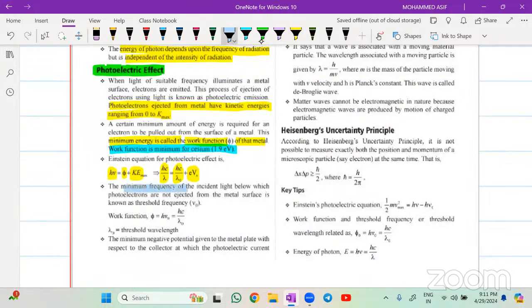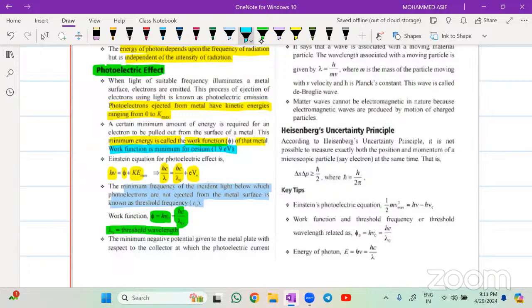The minimum frequency of incident light below which the photoelectrons are not ejected from the metal surface is known as threshold frequency. Now that threshold frequency is given by the formula: work function is equal to h into nu naught, and nu naught is c by lambda naught. This lambda naught is known as what? Threshold wavelength. Clear? Already I have done this one.